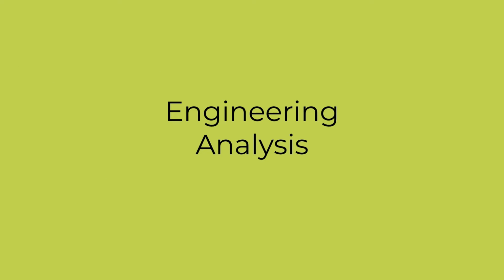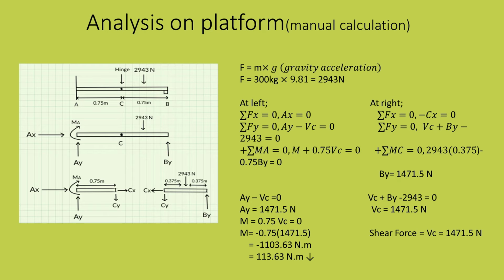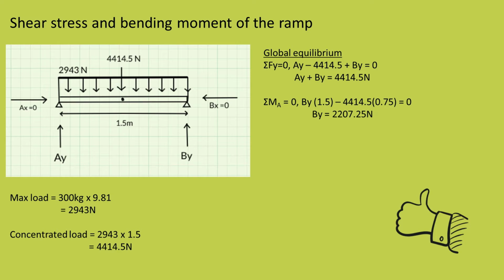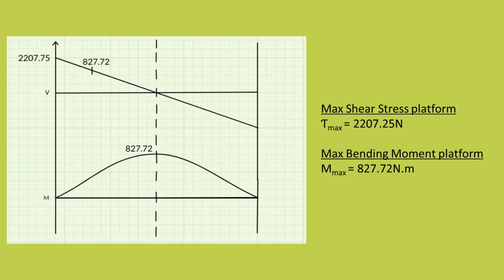For the engineering analysis, the purpose is to determine the acceptable values of equivalent stress, total deformation, safety factor, bending moment, and shear stress. For this analysis, we use two methods, which are mathematical calculation and computer simulation. For mathematical calculation, we calculate the bending moment and shear stress. We use the formula F equals ma to determine the force applied to the STAIR ramp. Then we calculate the reaction force at B and determine the moment at A. Then we can determine the shear force.